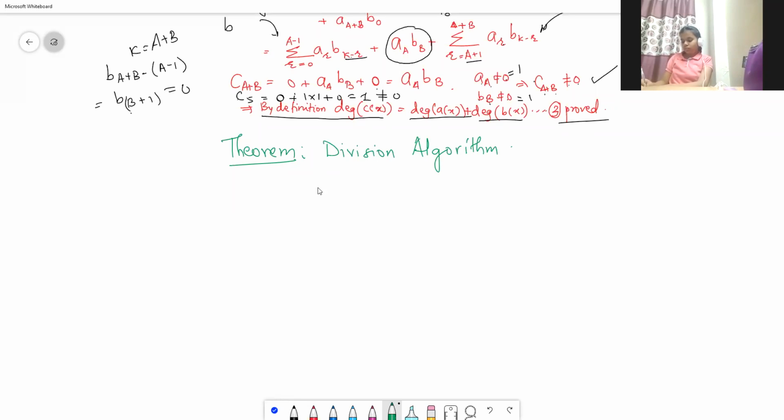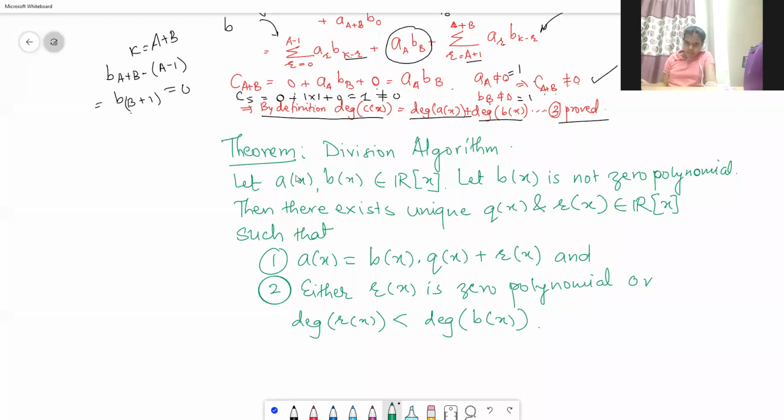Division algorithm of polynomials. So I will just pause recording, complete writing, and then read it again. Okay, the statement of division algorithm is: if A and B are polynomials over reals, B is not a zero polynomial, then there exists unique Q of x, which we will call quotient polynomial, and R of x, which we will call remainder polynomial. Those polynomials also will be over real numbers, such that A of x is equal to B of x into Q of x plus R of x.